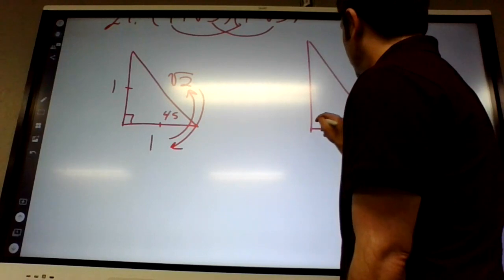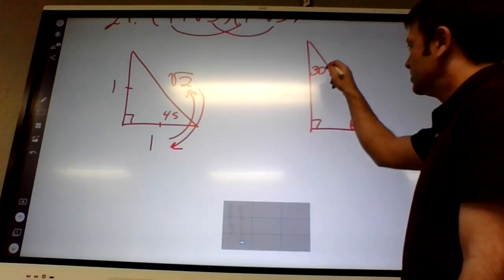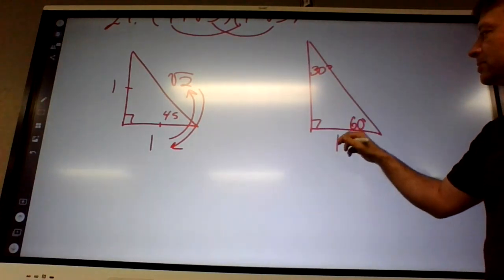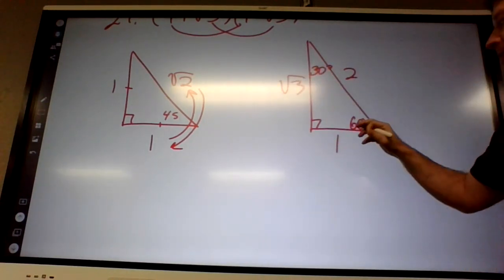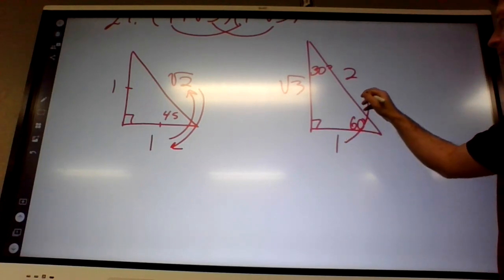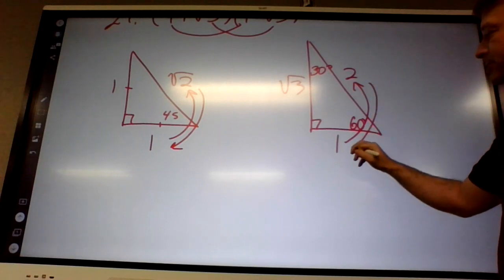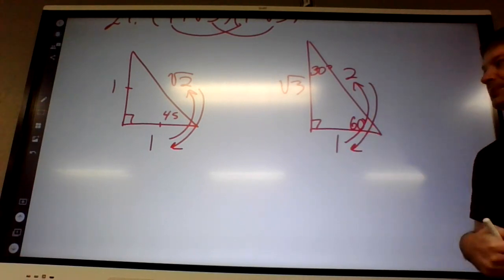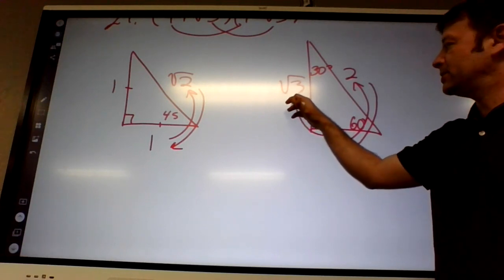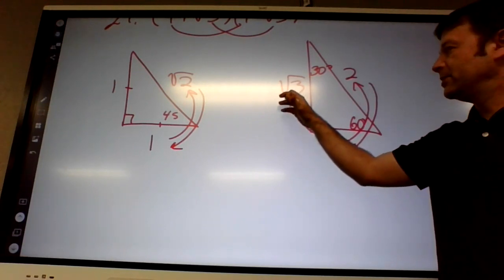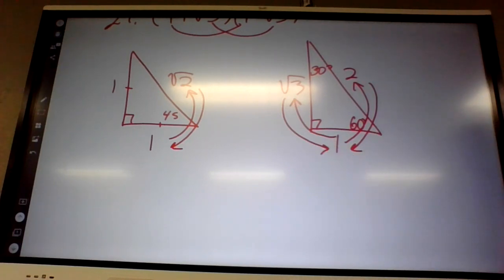And the other one was 30, 60, 90, right? So this was 1, 2, square root of 3. If you're going from short leg to hypotenuse, it's twice as big. If you're going from hypotenuse to short leg, it's half as big, so divide by 2. If you're going from short leg to long leg, it's square root of 3 times bigger. If you're going from long leg to short leg, it's divide by square root of 3.